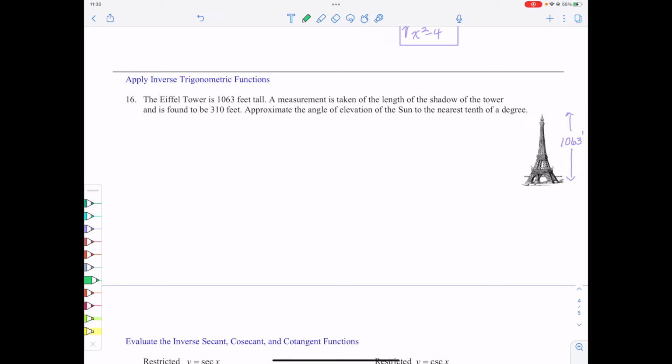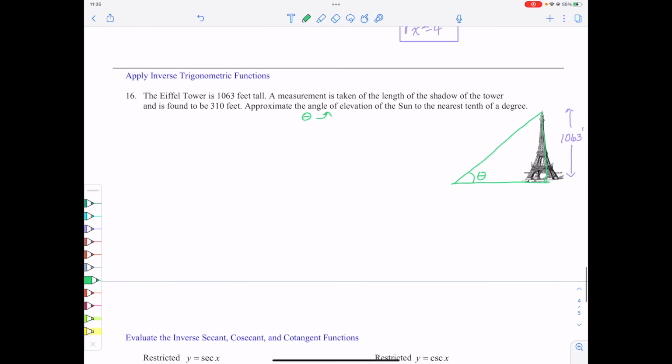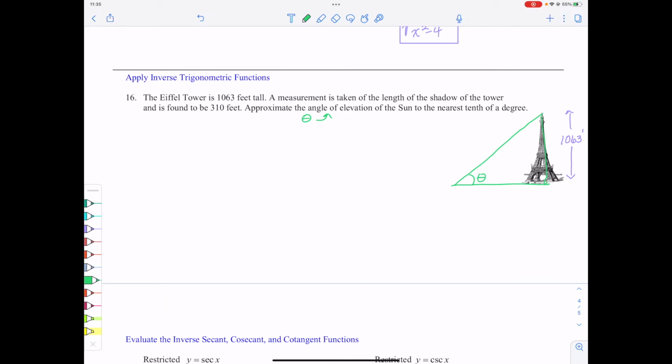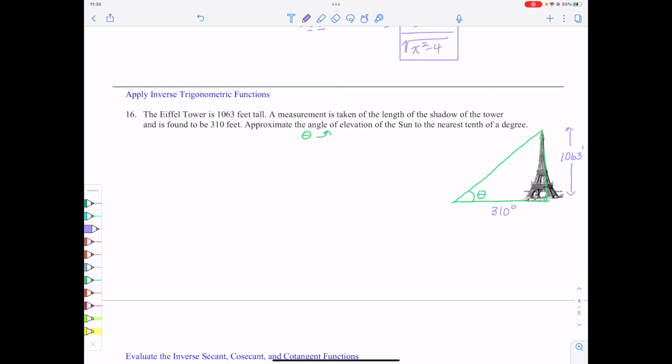So we always have to have some sort of angle here. So this angle of elevation is going to be theta. And they said that the length of the shadow is 310 feet. So they want us to approximate the angle of elevation of the sun to the nearest tenth of a degree. So what could you say?